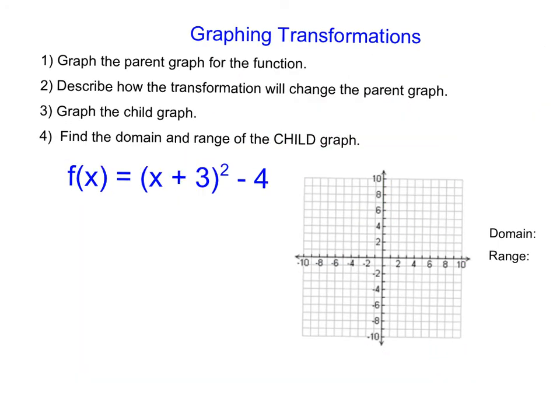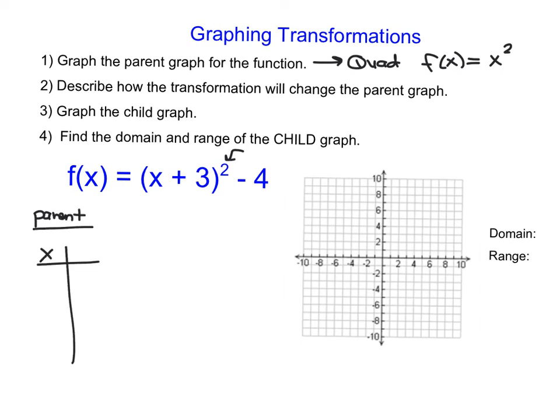So now we're going to go through that exact same process, but we've got a different problem with different transformations. So if we take a look at this particular function, what I notice is that this squared piece here makes my parent function the quadratic function, which is f of x is equal to x squared. So I'm going to go ahead and graph that parent function. So I'm going to make a table down here, and I have my x and my y values.